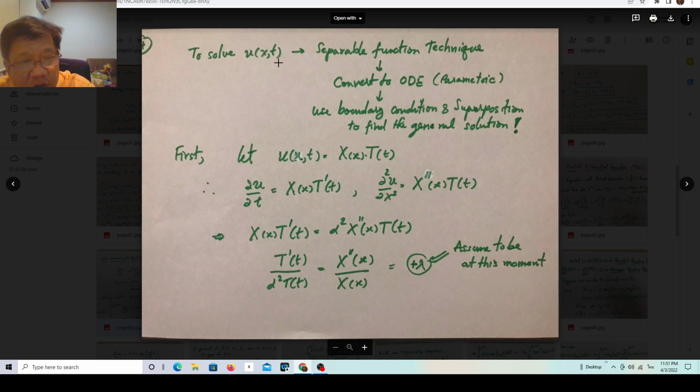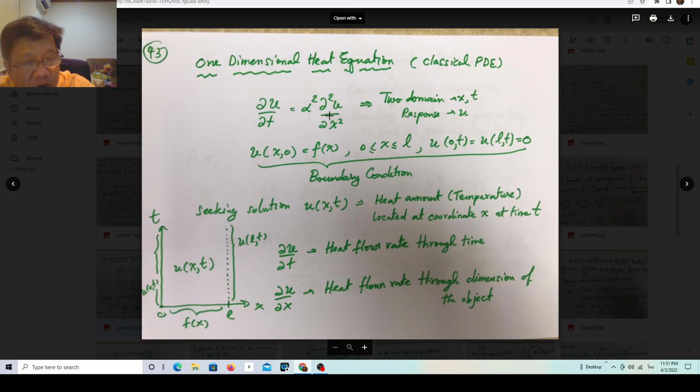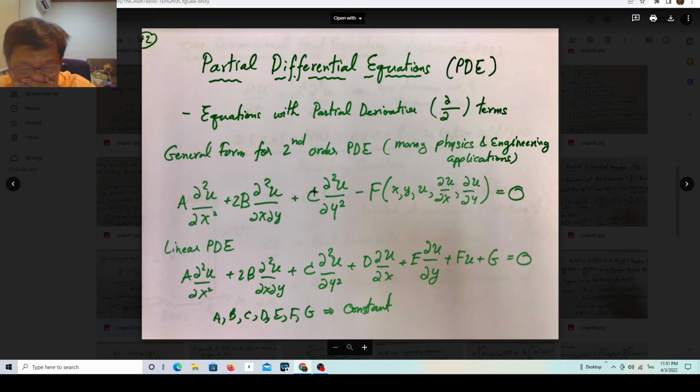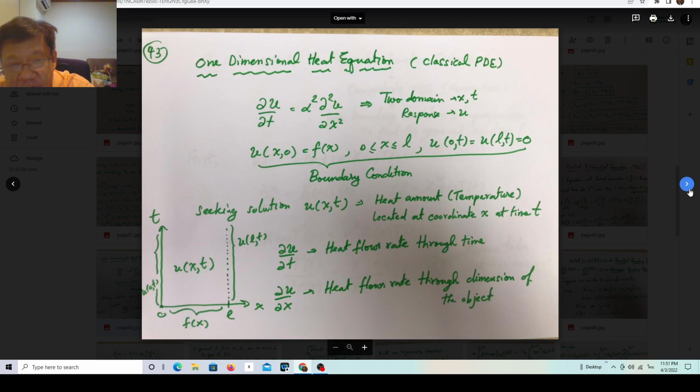You want to solve for u(x,t). To solve a general partial differential equation, we might be able to find a way to reformulate the problem into ordinary differential equations, so that we can apply the techniques for ordinary differential equations to solve this partial differential equation.